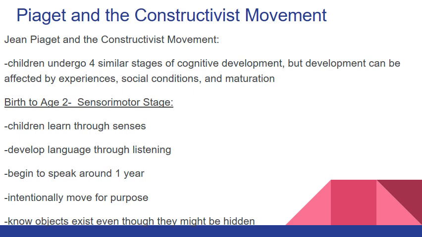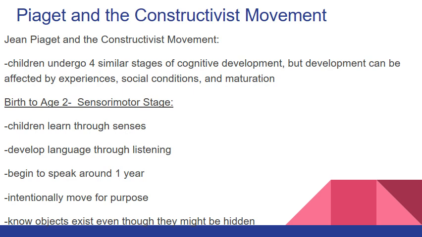Apart from explaining how students learn new information by connecting it to their prior knowledge, Jean Piaget also explained that children undergo 4 stages of cognitive development. One thing to note, though, is that these are not always absolute stages. Sometimes people progress either faster or slower through these stages based on their personal experiences, social conditions, or their physical maturation. Nevertheless, let's discuss each of these stages.